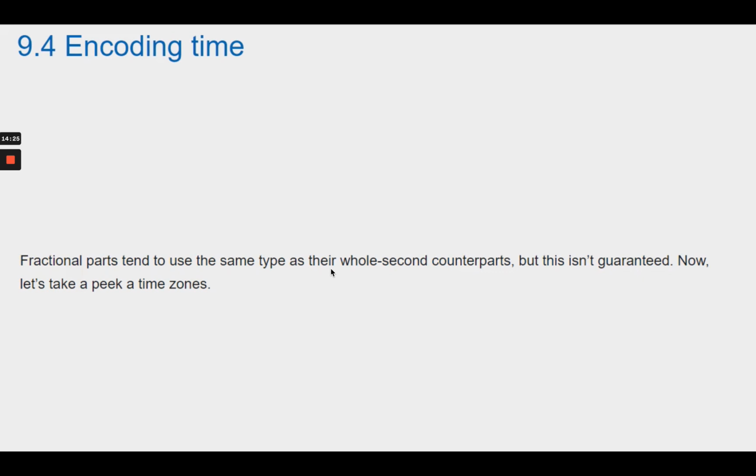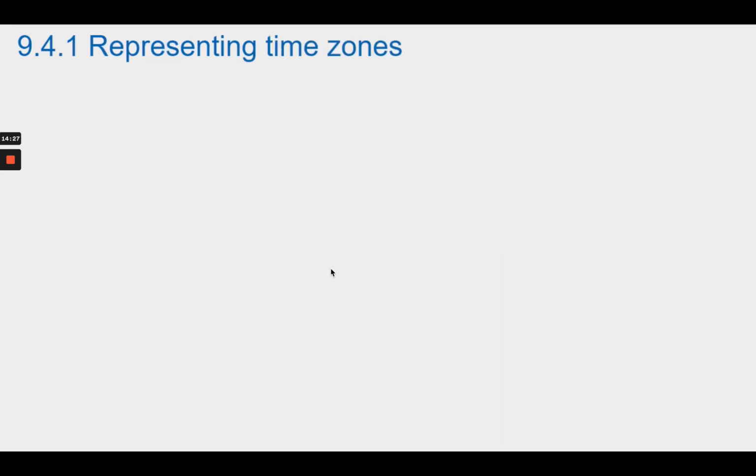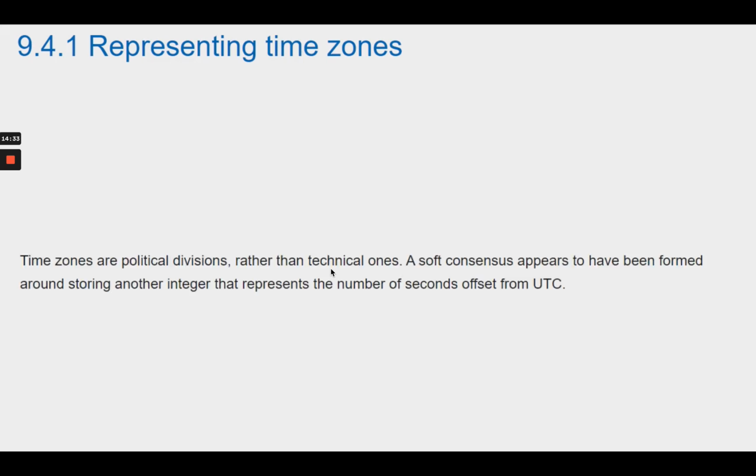Now, let's take a peek at time zones. Section 9.4.1. Representing time zones. Time zones are political divisions, rather than technical ones. A soft consensus appears to have been formed around storing another integer that represents the number of seconds offset from UTC.